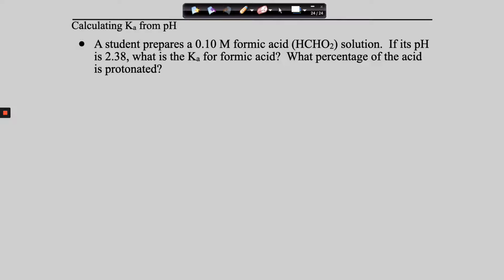A student prepares a formic acid solution. If the pH is 2.38, what is the Ka? And then additionally, guys, this is a new idea. What is the percent protonation? Now, guys, we are going to dig into this together, and you've already understood we're going to solve this systematically in a way that's going to make you successful next week.